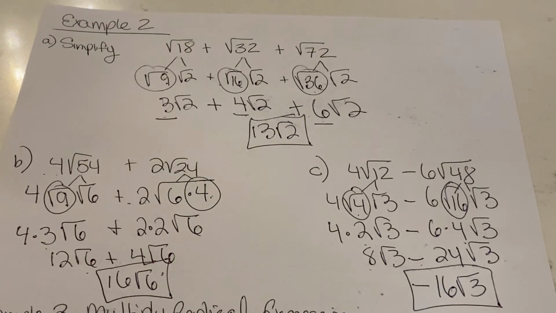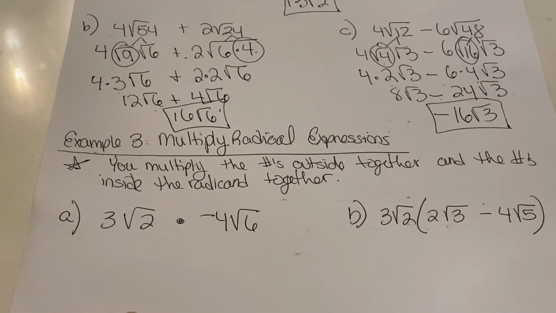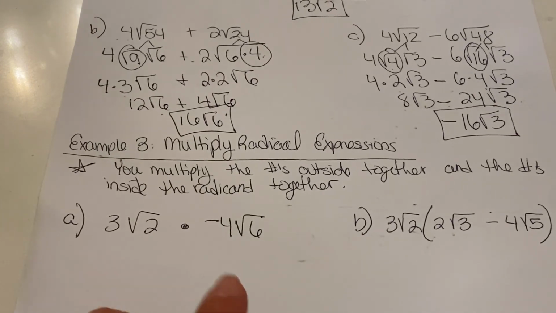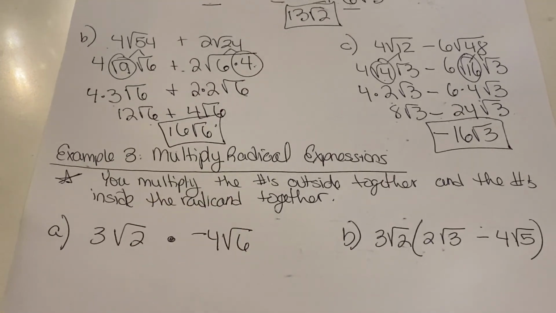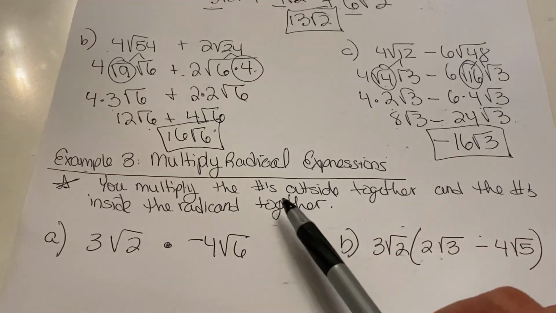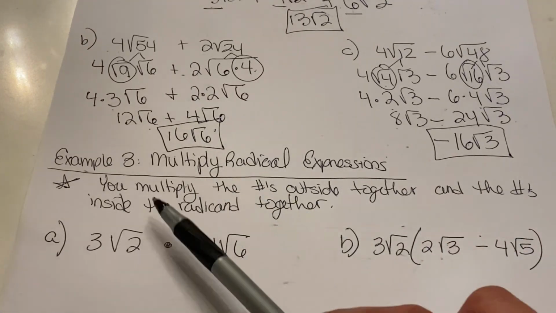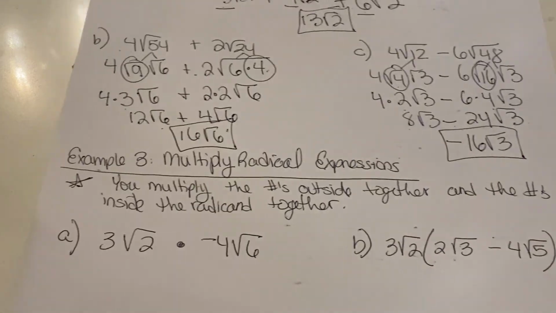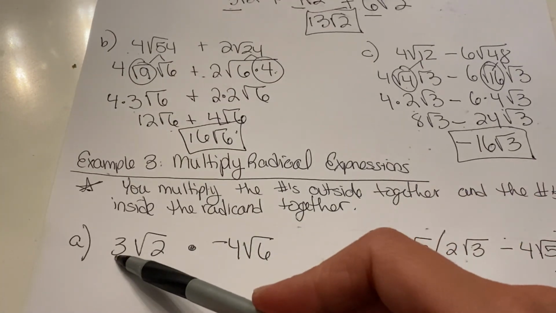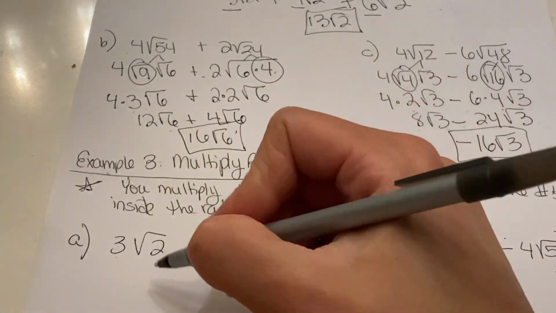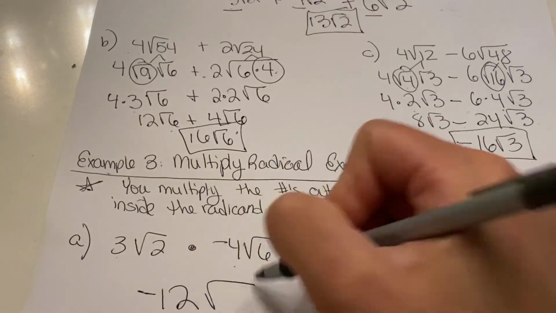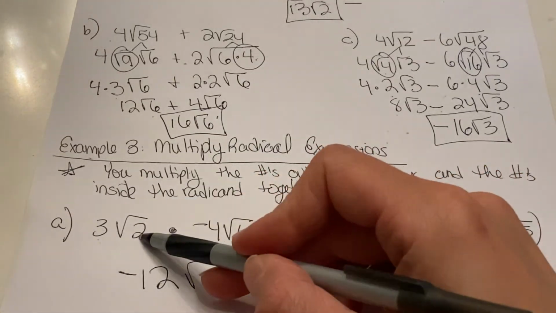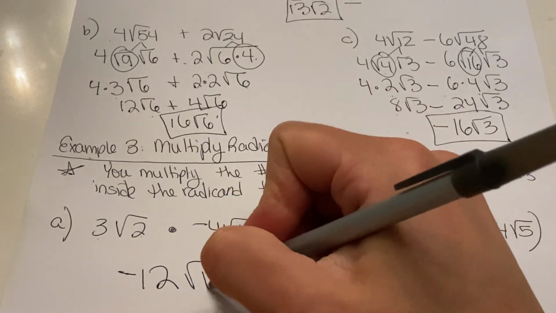All right? Now, the next step, the next skill that you're going to do is multiplying. Okay? So when we multiply, you multiply the numbers that are outside together and the numbers that are inside the radicand together. So for example, I'm going to multiply 3 times negative 4, which gives me negative 12. Then I'm going to multiply 2 times 6, which is 12.